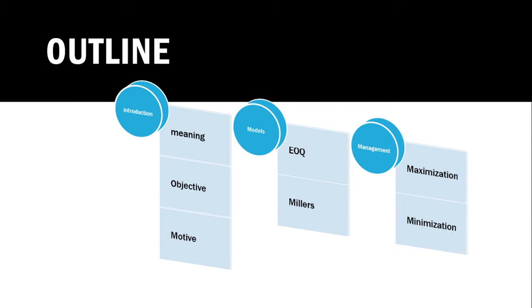we'll be looking at the introduction. So the meaning of cash management, the objective of cash management, the motive of cash management, and then we look at the models. One of the models is EOQ, which is actually the Baumol model, then the Miller-Orr model. Then there is another one, the linear programming model. Then the management basis. Why do we need management? For maximization and minimization. It's about optimization.